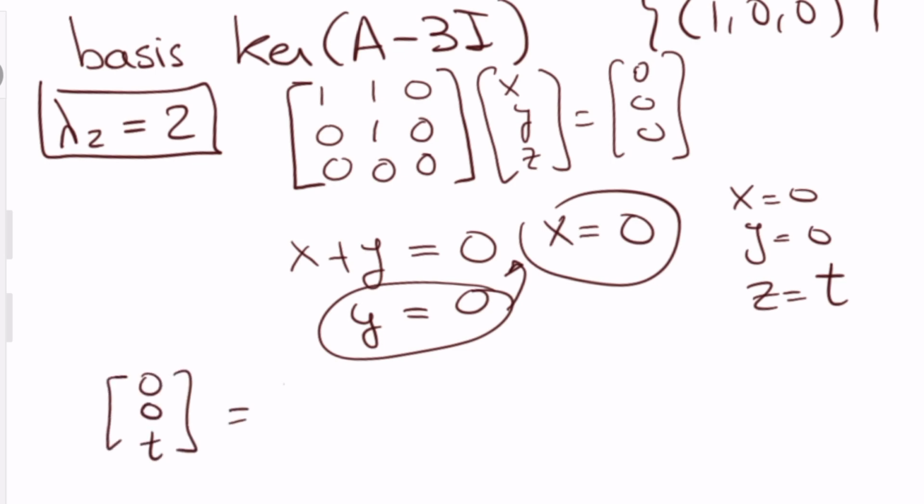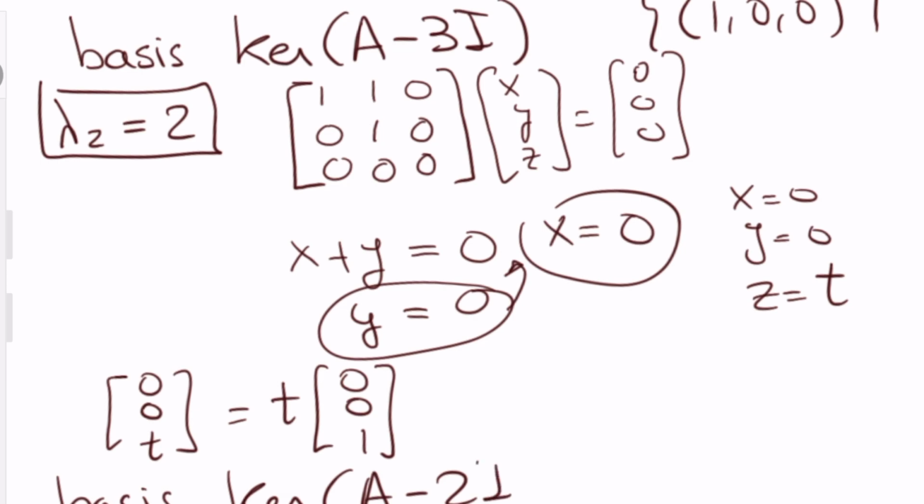Let's take t as a common factor, and (0, 0, 1) is going to be then the basis of this eigenspace. So we got then that the basis for the kernel of A minus 2 times the identity is given by the set of only one vector, which is (0, 0, 1).